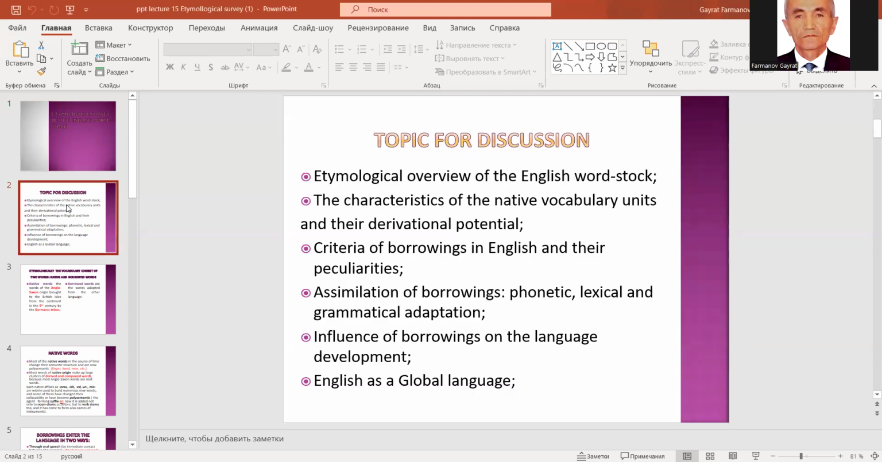Topics for discussion. Etymological overview of the English word stock. The characteristics of the native vocabulary units and their derivational potential. Criteria of borrowings in English and their peculiarities. Assimilation of borrowings: phonetic, lexical, and grammatical adaptation. Influence of borrowings on language development. English as a global language.